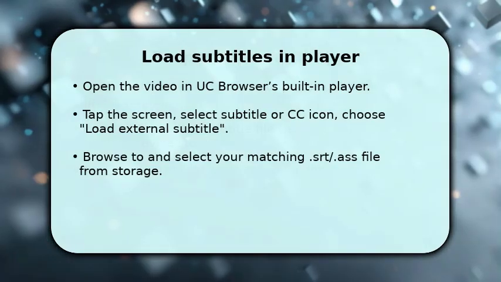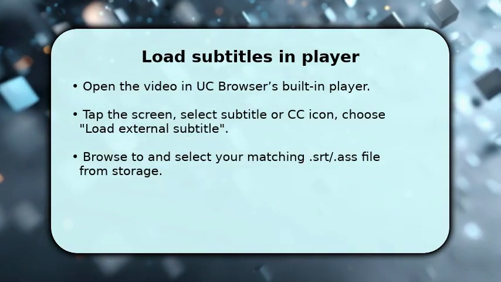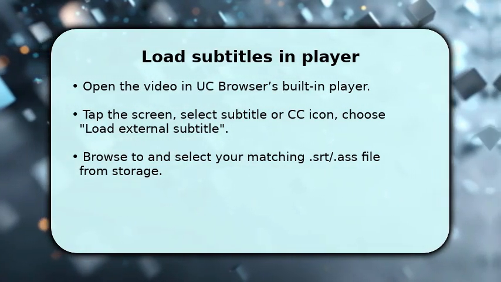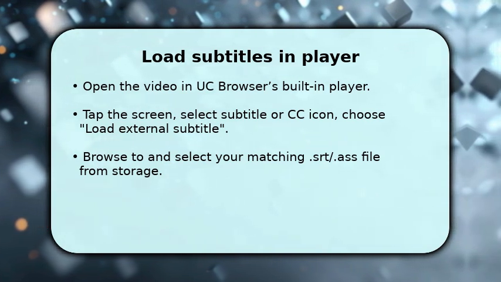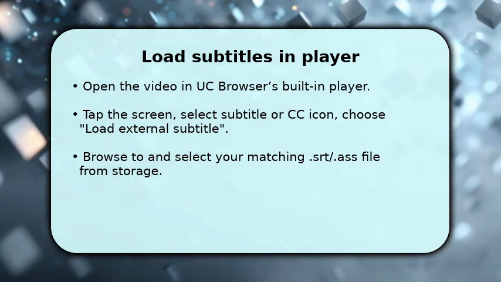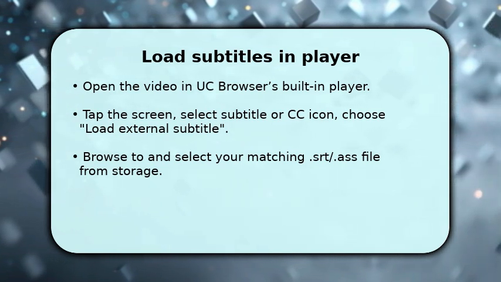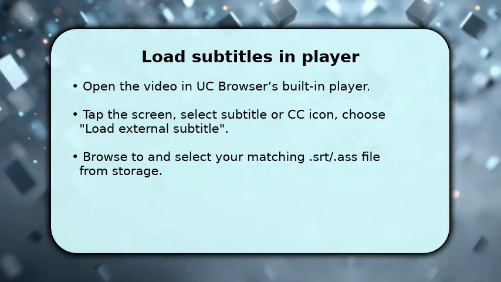Now you load the subtitle into UC Browser's player. Play the video, tap the screen to show controls, and locate the subtitle or CC icon. If you don't see it, open the three-dot menu. Select Load External Subtitle or Add Subtitle, then browse to the folder where you saved the SRT or AS file. Choose the file and confirm.